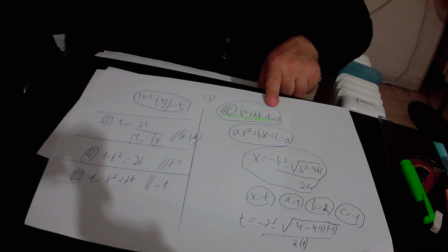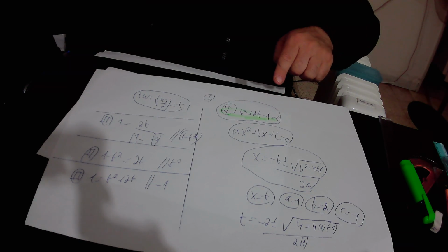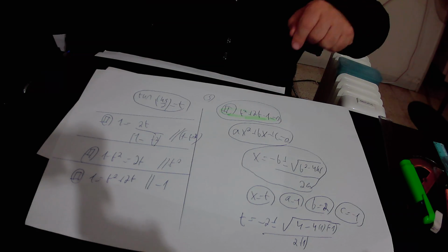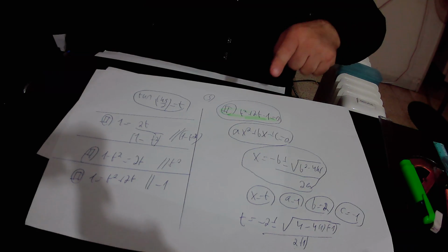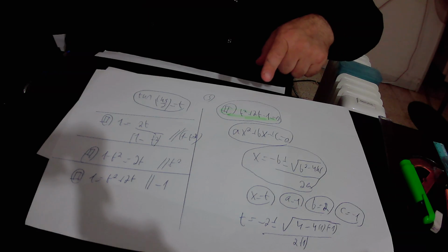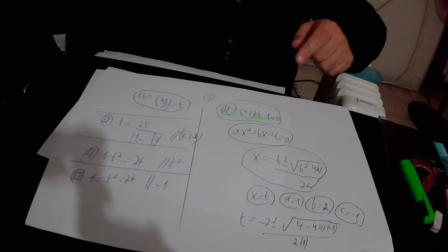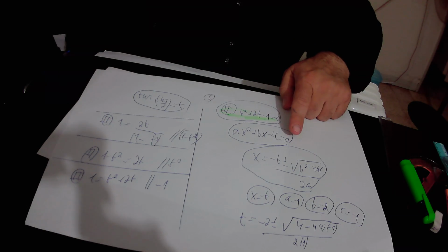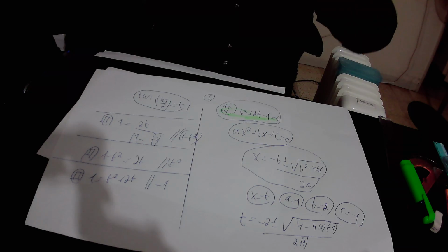So this is a quadratic equation, and the general formula for a quadratic equation is ax squared plus bx plus c equals 0. Here a, b, and c are the coefficients of the quadratic equation, and x is the variable that we are looking for. And we find out the value of x according to the following formula, that x equals minus b plus or minus the square root of b squared minus 4ac, over 2a.